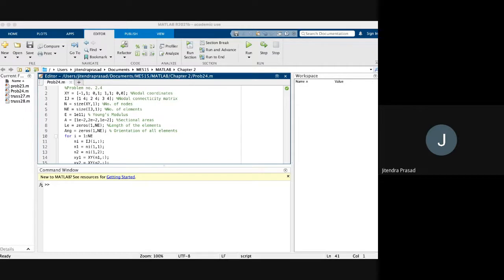So we are into programming, and yesterday we partly solved one of the exercise problems, namely problem 2.4. Okay. So any questions? Do you have any doubt? Any questions?